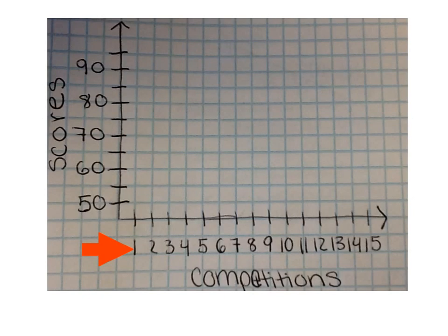On my x-axis is the competitions, and it's 1 through 15, and that's through the years of 2008 to 2011. On the y-axis is the scores, and it's 50 through 100. And those are the scores where Sarah Burke ranged from.